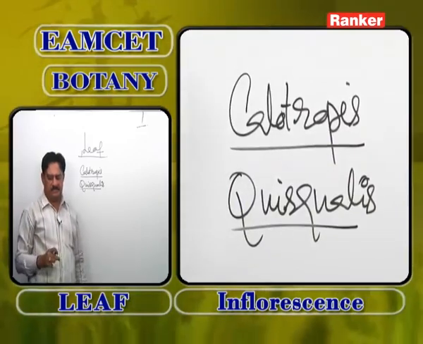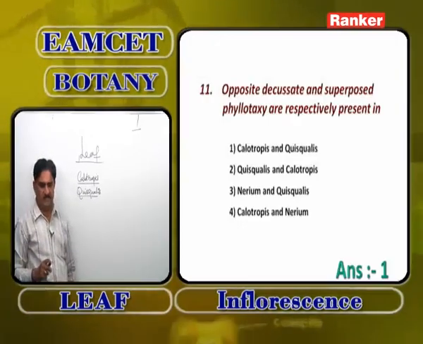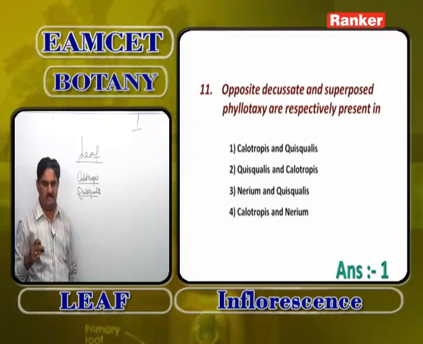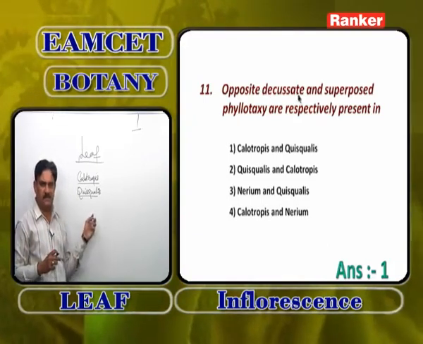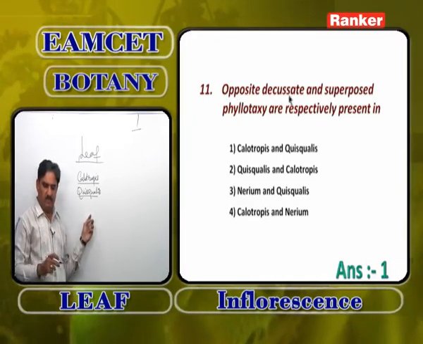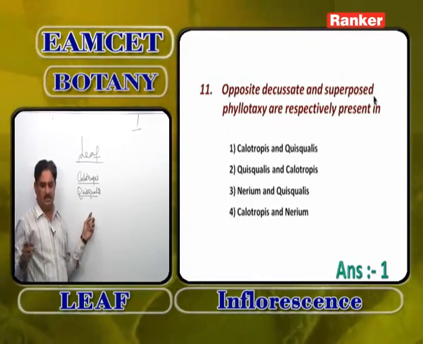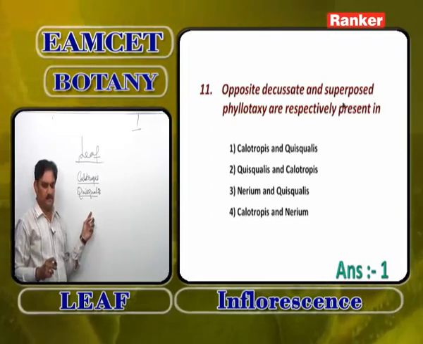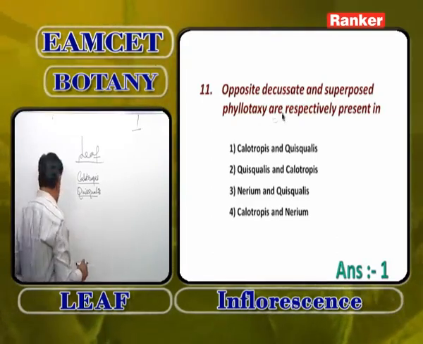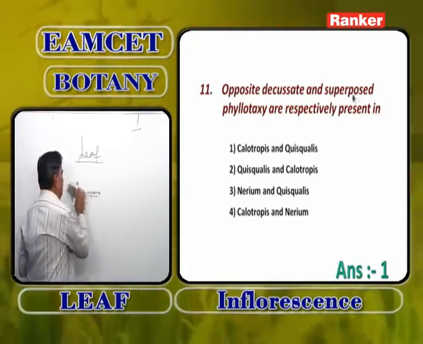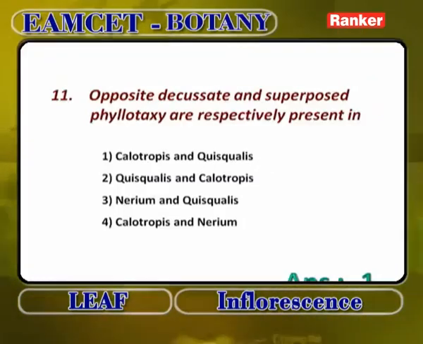Second is also Quisqualis and Calotropis. That is not the answer because first is opposite decussate, then superposed. So you must be careful during the EAMCET exam. Both 1 and 2 are correct here, but the order is different. The question is opposite decussate and superposed. So first you have to write the opposite decussate, that is Calotropis, then opposite superposed, that is Quisqualis. You should not write Quisqualis and Calotropis.